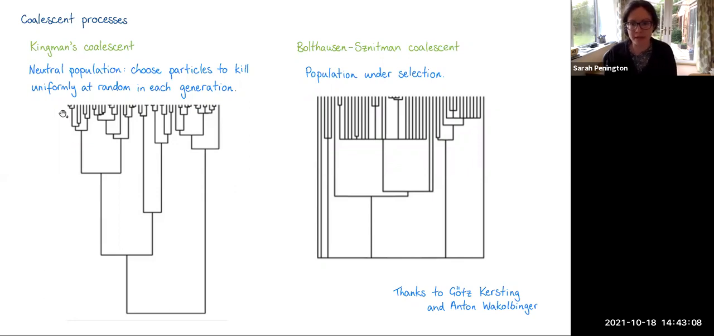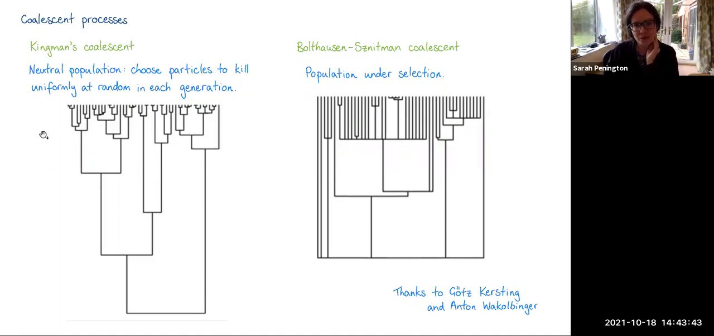So these simulations are thanks to Götz Kersting and Anton Wakolbinger. And Kingman's coalescent is what you tend to get in a neutral population. So in particular, it's what you would get if you changed the definition of the n-particle branching random walk to say that instead of killing particles based on their position on the real line, in each generation you just chose n particles to kill uniformly at random from the offspring particles. Then if you did a suitable time rescaling of the genealogy, what you would get is a Kingman coalescent.